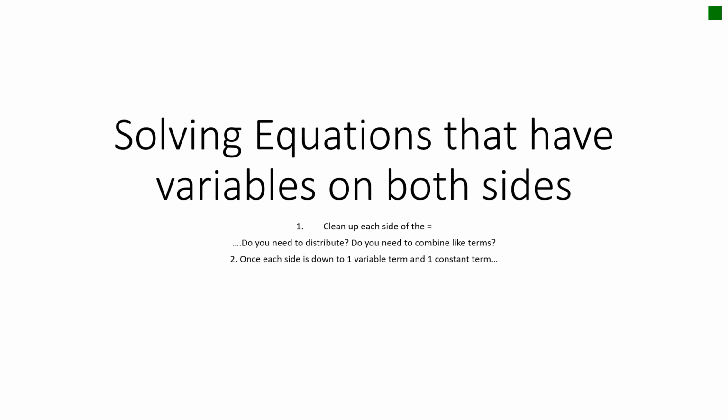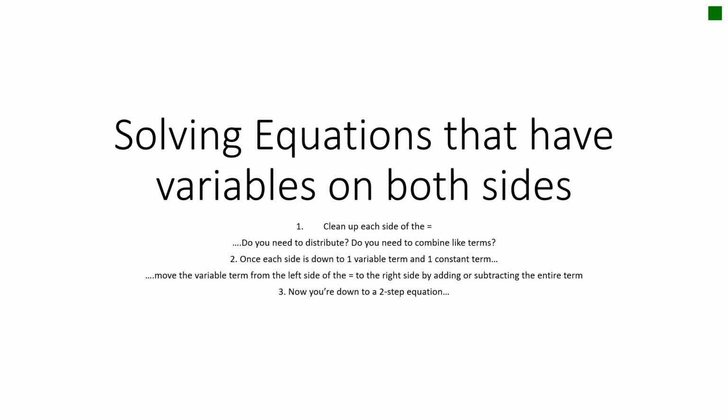Once each side is down to one variable term and one constant term, then you're going to move the variable term from the left side of the equal sign to the right side by adding or subtracting the entire term. Now you're down to a two-step equation. That means move the constant term to the right side by adding or subtracting, and then you're going to divide or multiply to get rid of the coefficient.